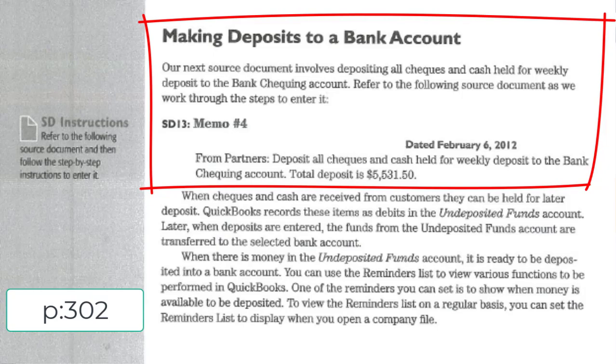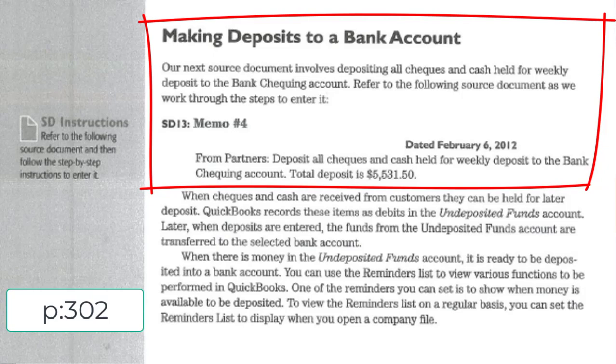One question I have, Matilda, is what does this mean from partners? Who are partners? Remember when you are reading the company information, there are 2 or 3 partners doing this business. Right, because Malin's Makeover does have 3 partners. That's why I have to read it, because of what kind of company you are working with, whether it's a partnership, or what kind of service they are doing. If you understand that when you are doing the journal, it's easier for you. This is a memo after all, a message from the partners. So the memo says, deposit all checks and cash held for weekly deposit to the bank checking account. Total deposit is $5,531.